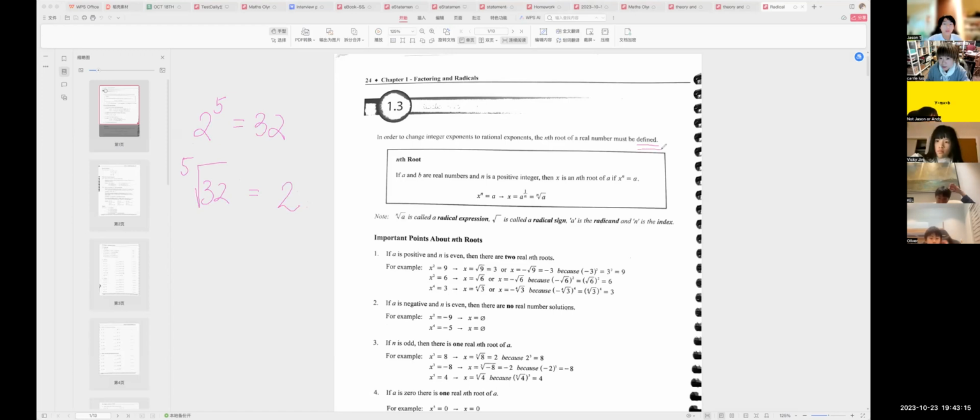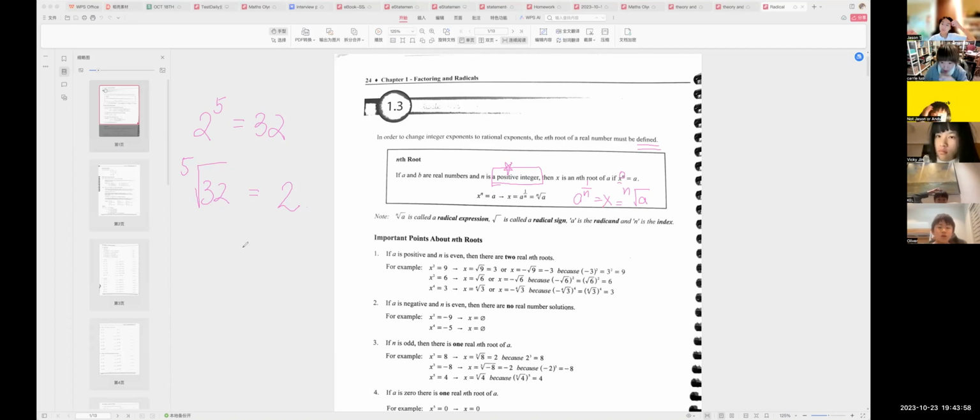Okay, so today, in order to change integer exponents to rational exponents, the nth root of a real number must be defined. Nth root: if a and x are real numbers and n is a positive integer, everybody, this one must be positive, then x is an nth root of a if x to the power n equals a. That means x to the power n equals a, then a to the power 1 over n equals x, or you can write it as the nth root of a. Correct, everybody? Get it?